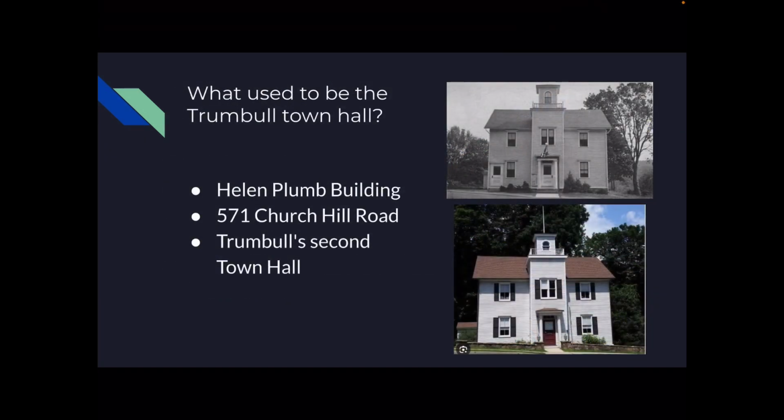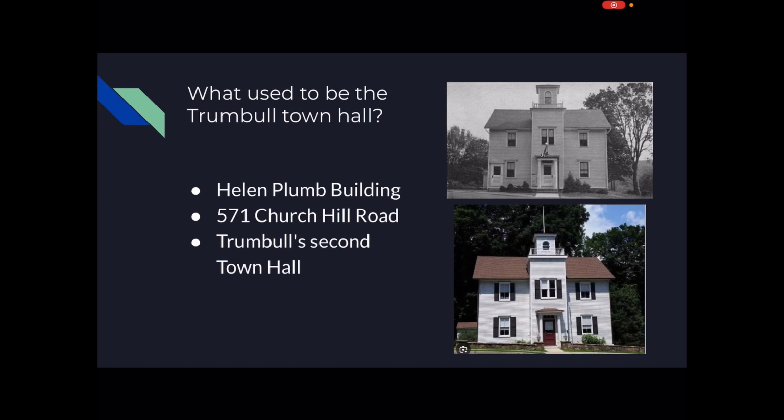Before the Trumbull Town Hall today, there was the Helen Plum Building, which was used as the Trumbull Town Hall from 1883 to 1957. In 1957, that is when the new and now Trumbull Town Hall opened. This makes the Trumbull Town Hall 66 years old. The Helen Plum Building is located at 571 Churchill Road, and today it's next to a Starbucks and a CVS, but the house is also closed down and you can't even go inside of it, but it is well kept. It looks very nice on the outside. This was Trumbull's second town hall, and the one we have today is Trumbull's third.